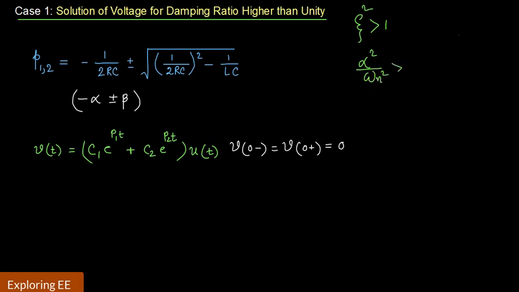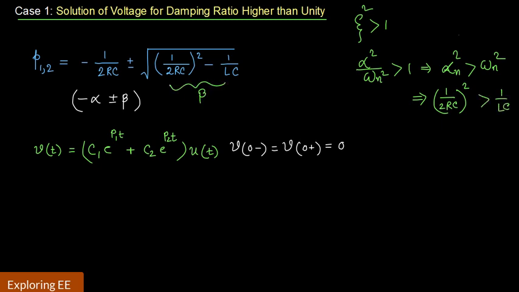square, is higher than unity. Alpha square is higher than omega n square. From that we have (1/(2RC)) whole square is higher than 1/LC. So zeta higher than unity also implies that this beta is higher than 0. So the roots are real and unequal. So roots are given by minus alpha plus or minus beta. So the roots are real and unequal.